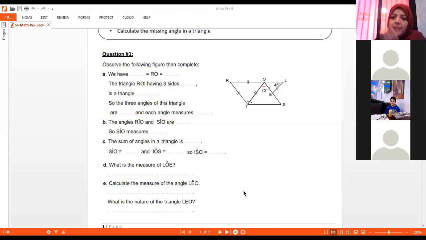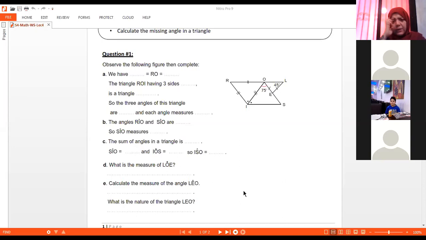Because of the two dashes on the lines, that indicates that those sides are equal. Okay, we say that this is coded. Very good, Huda. So now I can say that the triangle has three equal sides. Then the triangle is equilateral.